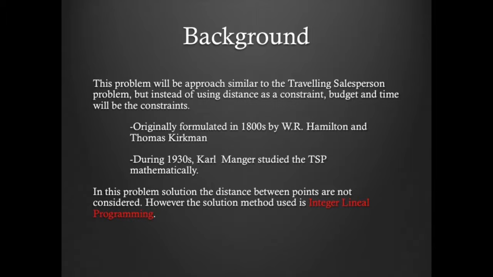The traveling salesperson problem was originally formulated in the 1800s by W.R. Hamilton and Thomas Kirkman, and it was first mathematically studied in the 1930s by Carl Menger. In this problem's solution, the distances between points are not considered. However, the solution method is going to use integer linear programming.